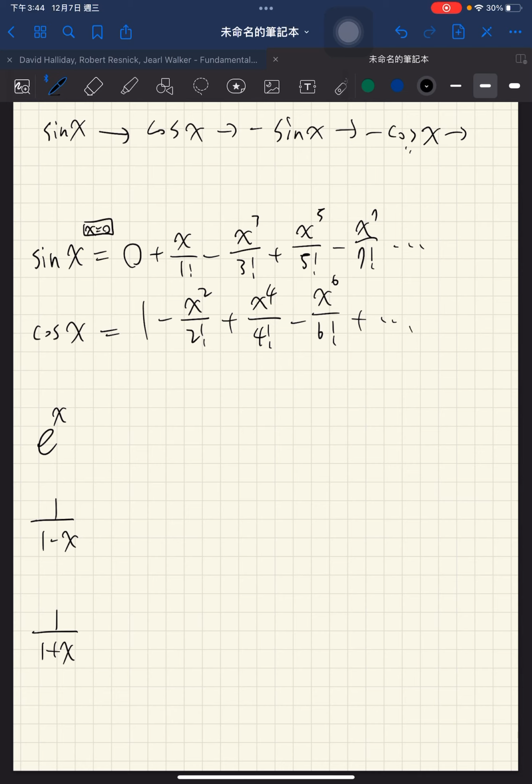Okay. And e to the x is kind of special because the derivative of it is simply itself. So we still use x equal to 0 to approach e to the x. So it will simply be 1, every f prime of c is just 1. So 1 plus x over 1 factorial, and so on.